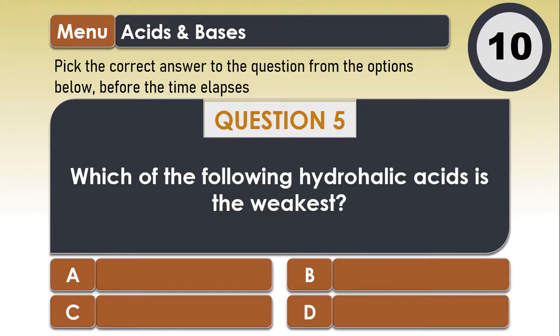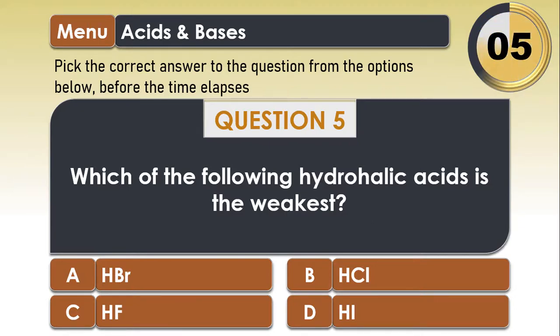Which of the following hydrohalic acids is the weakest? A. Hydrobromic acid. B. Hydrochloric acid. C. Hydrofluoric acid. And D. Hydroiodic acid. The answer is C. Hydrofluoric acid.